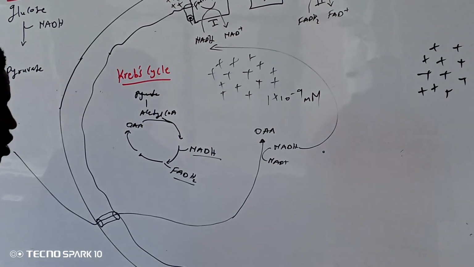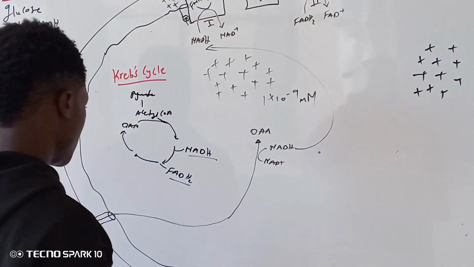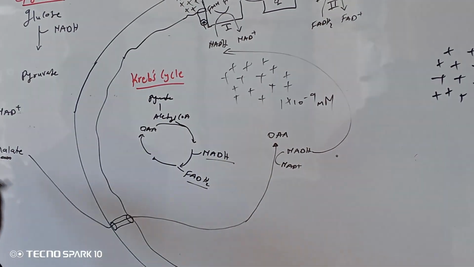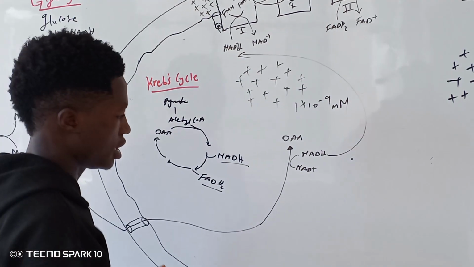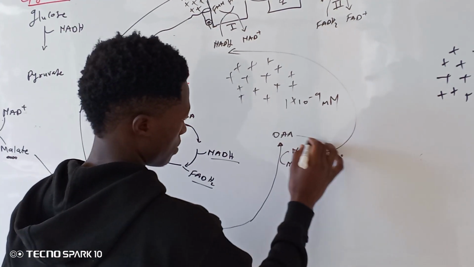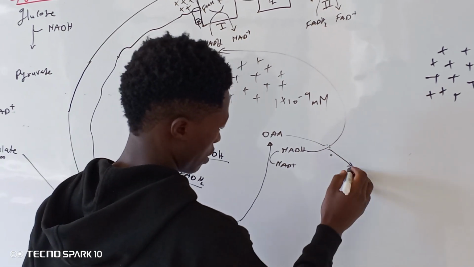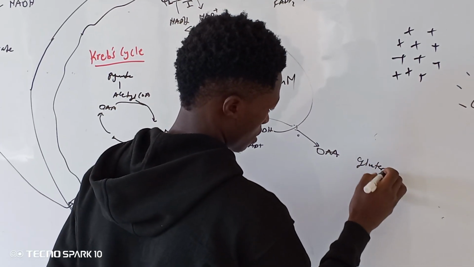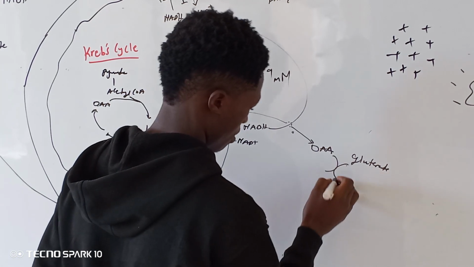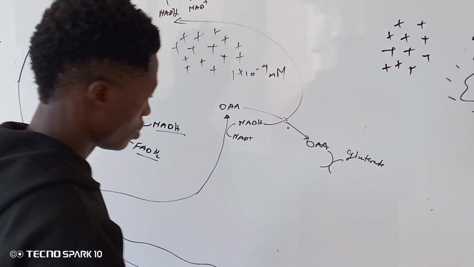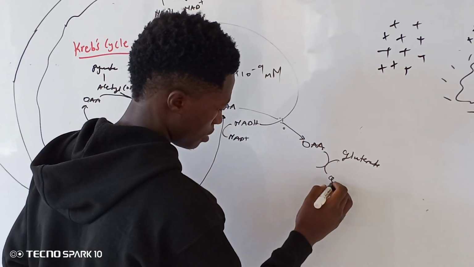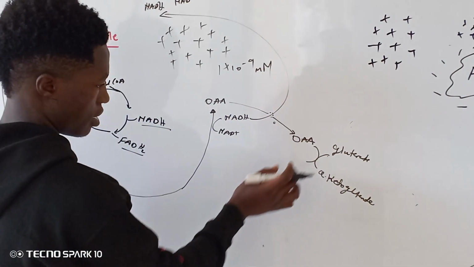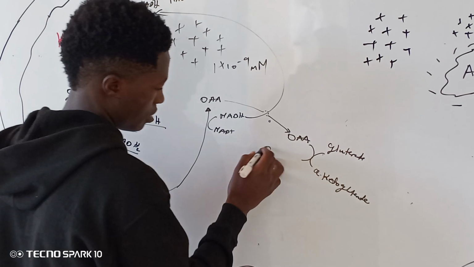Now, we need to get this oxaloacetate back into the cytoplasm so that we can continue taking the electrons from the glycolysis NADH into the electron transport chain inside the mitochondrion. So you have the oxaloacetate, and it's going to react with glutamate so as to generate alpha ketoglutarate. And oxaloacetate is going to be converted to aspartate.